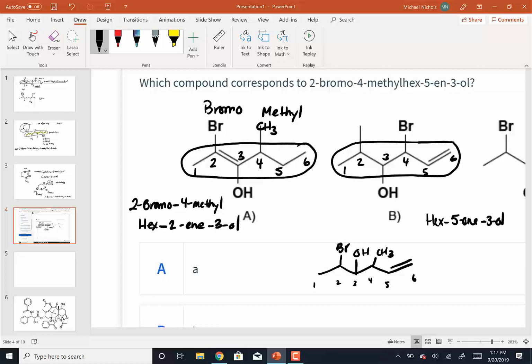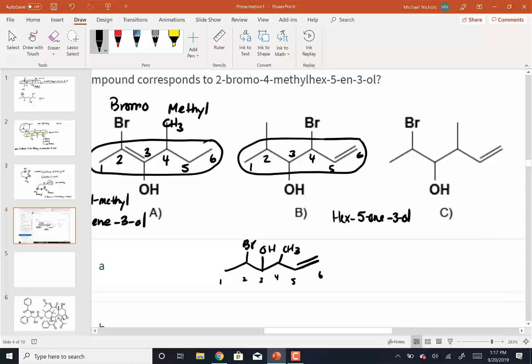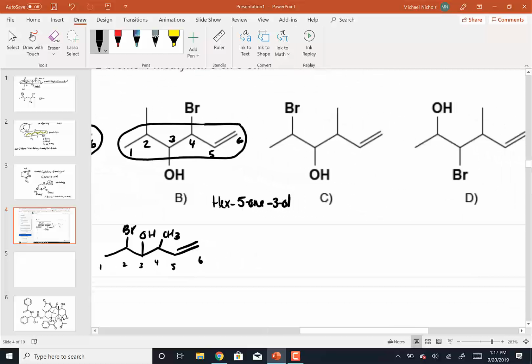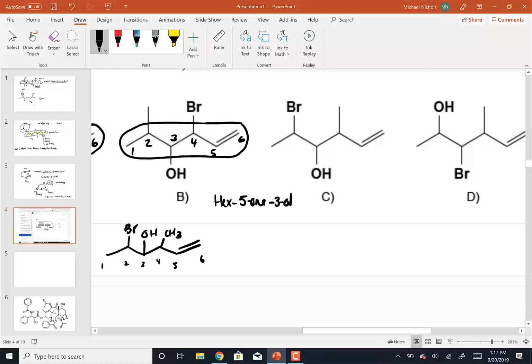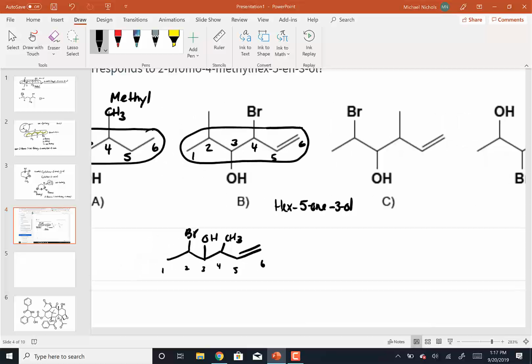So if we wanted to go directly to the name, we could, and then I guess we just have to search and see which one of those matches up. It looks to me like C is the one that matches up. So for module B, if you were to actually write out the code for that, would you do 4-bromo first, or would you do 2-methyl first? Always alphabetize substituents. So this would be a 4-bromo, 2-methyl hex 5-ene 3-ol.